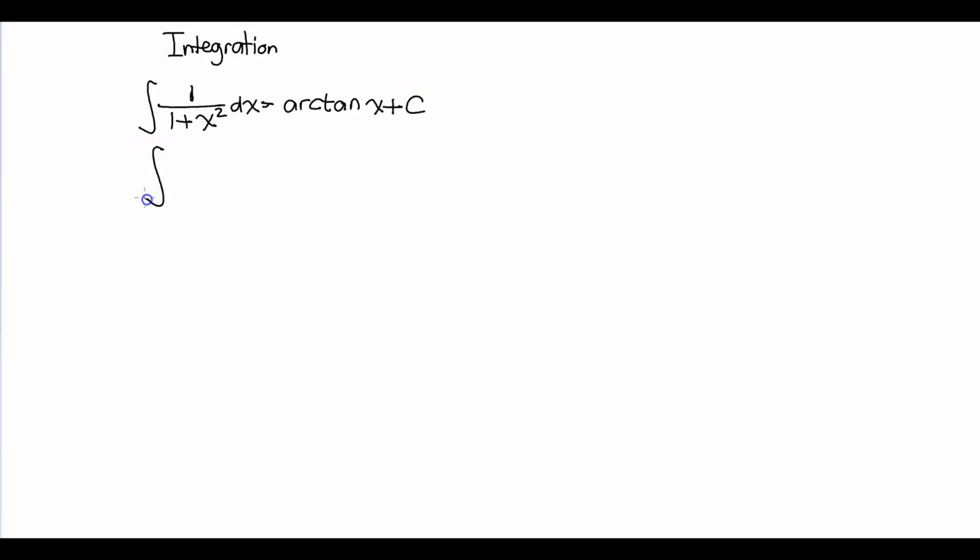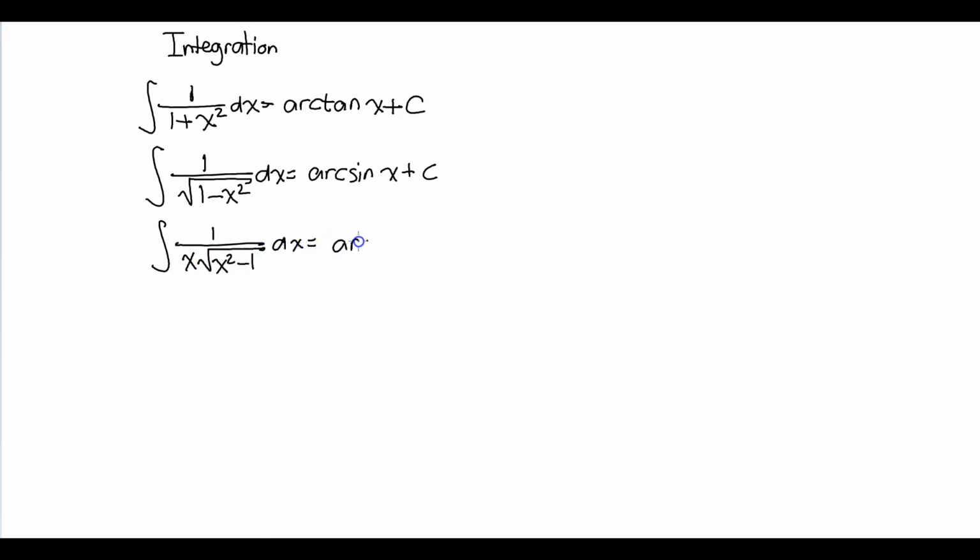In fact, you can say this with many of the inverse trig functions. The integral of 1 over the square root of 1 minus x squared equals arcsine of x plus c. And the integral of 1 over x times the square root of x squared minus 1 is equal to the arcsecant of x plus c. Where are the other three?